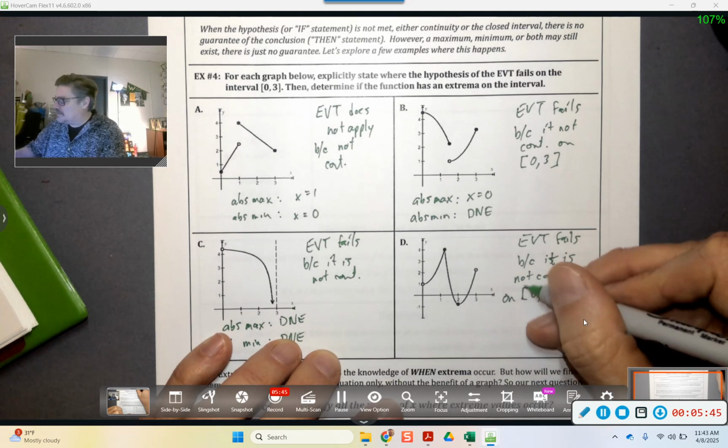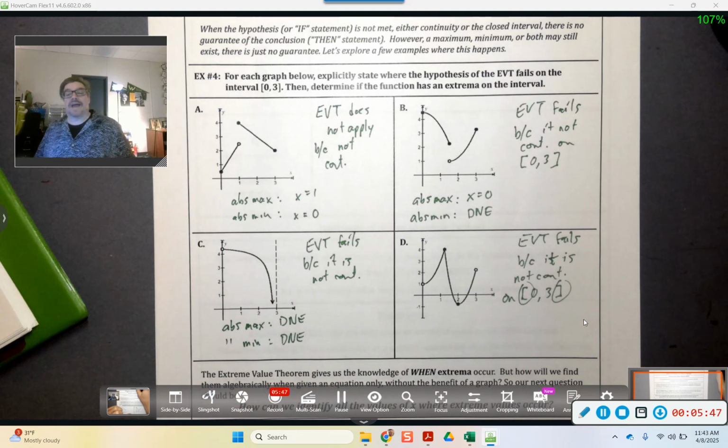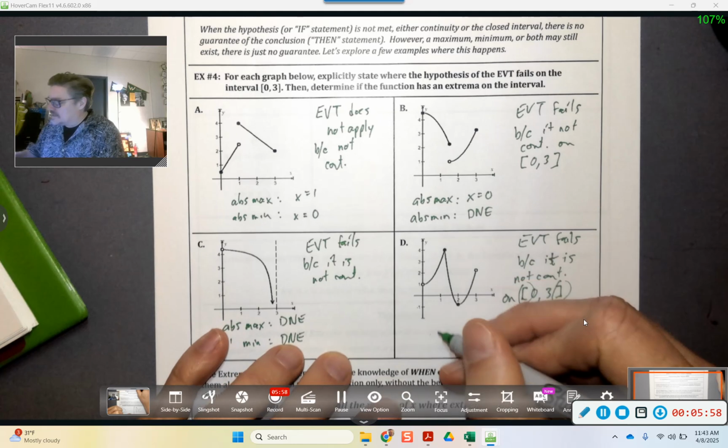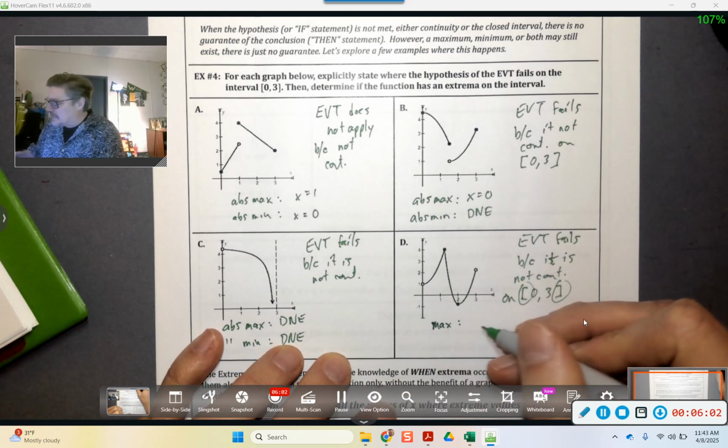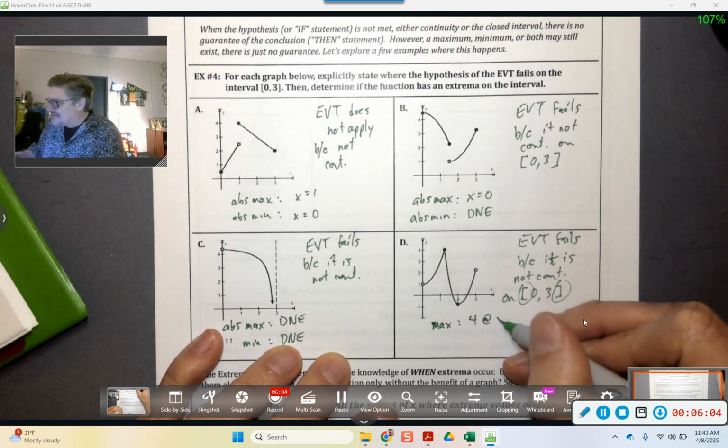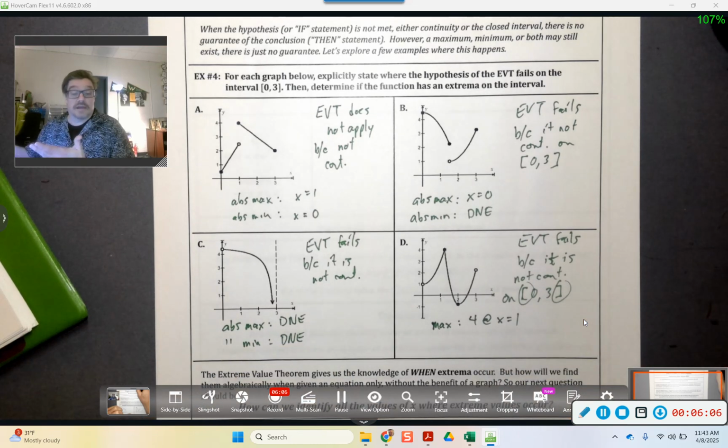Now what I'm going to do is circle those closed brackets, because you can clearly see that it is not the case. They are not closed. They are open. So therefore it is discontinuous right there at the ends of the window. Okay. Now we can still have a max though. In fact, this is an absolute max, and you can see that it actually is 4 at x equals 1. I can write it like that.